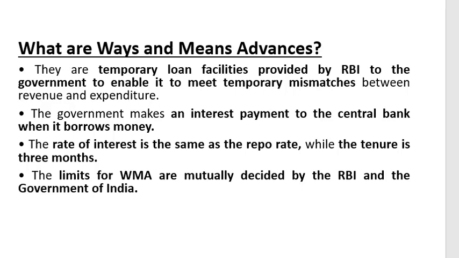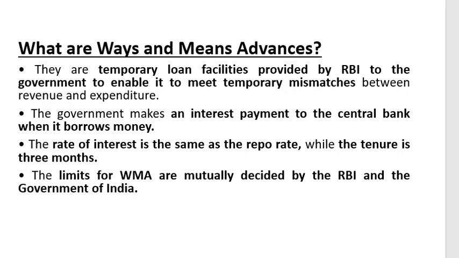Ways and means advances are temporary loan facilities provided by the RBI to the government to enable it to meet temporary mismatches between the revenue and expenditure. The government makes an interest payment to the central bank when it borrows money. The rate of interest is the same as the repo rate, while the tenor is 3 months. The limits for ways and means advances are mutually decided by the RBI and the Government of India.